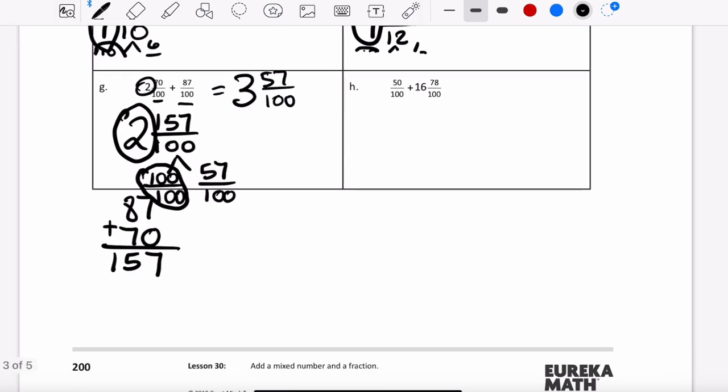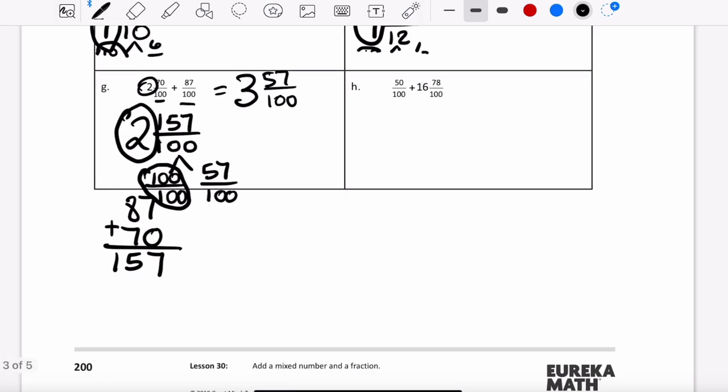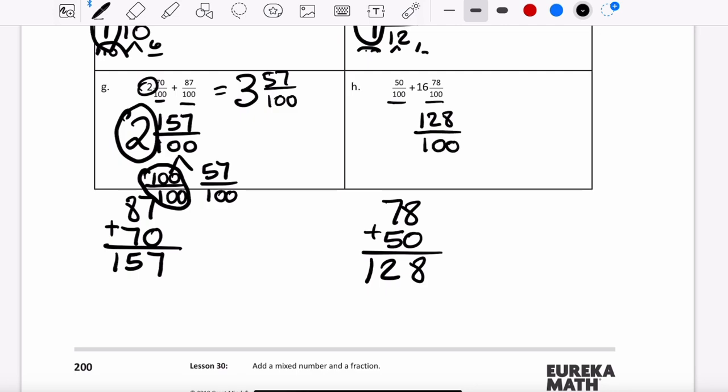Okay, let's look at the last problem. We have 50 hundredths plus 16 78 hundredths. So first we're going to take 78 plus 50. So we're going to think 8 plus 0 and 7 plus 5. So we have 128. 128 hundredths.